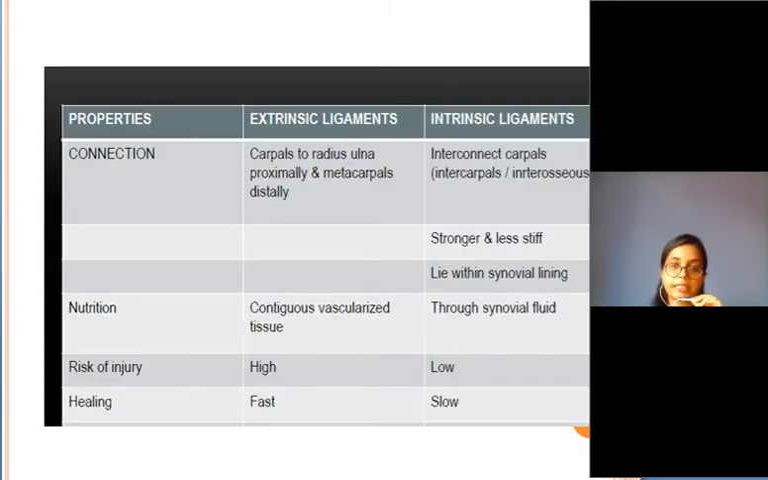Now, the properties are important because the extrinsic ligaments get vascularized, or get their nutrition, from the contiguous tissues, whereas the intrinsic ligaments get their nutrition through the synovial fluid. The risk of injury for extrinsic ligaments is higher than that of intrinsic ligaments. The healing is faster because of the higher vascular supply. The healing is slower because of poor vascular supply.